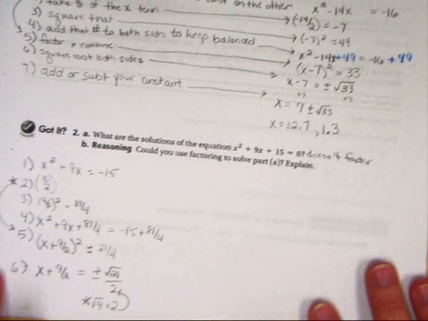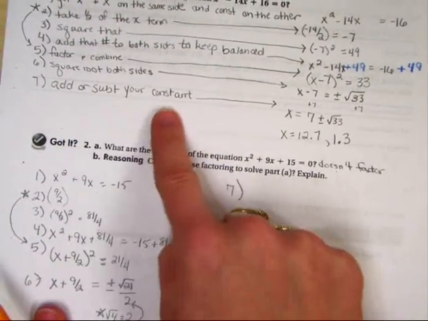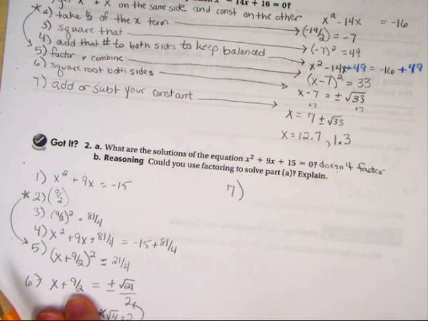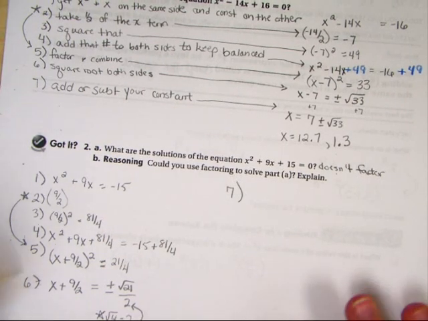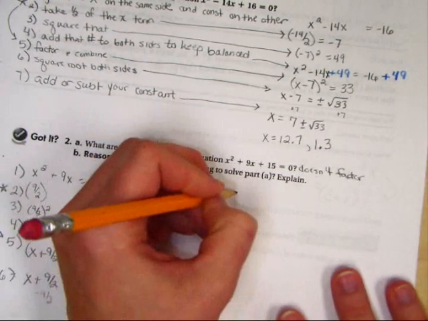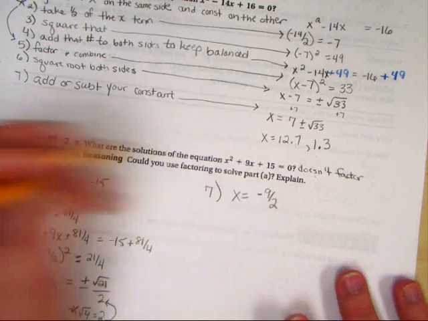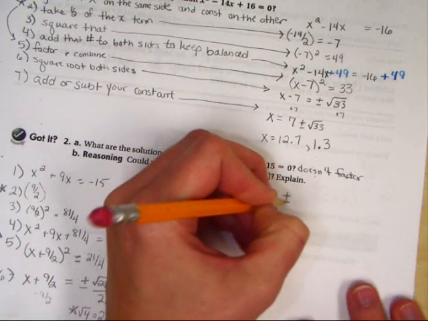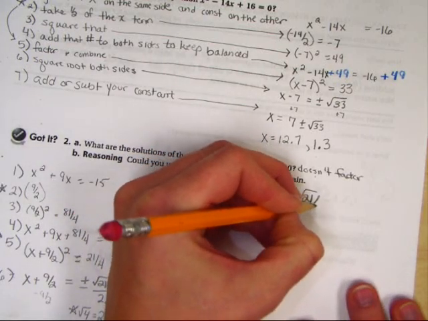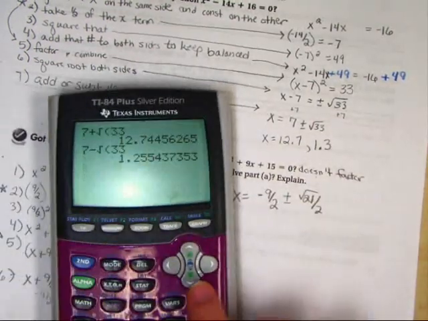Step 7 from above says add or subtract your constant. Well, my constant is 9 over 2. So I have to subtract 9 over 2 from both sides. So I get x equals negative 9 over 2, plus and minus the square root of 21 over 2. Let's get a decimal.